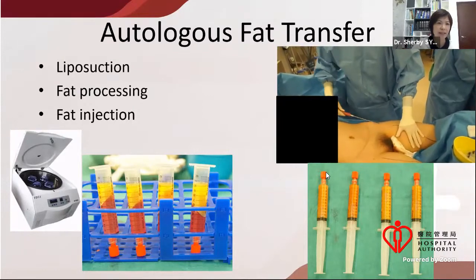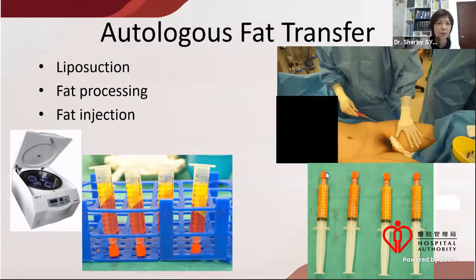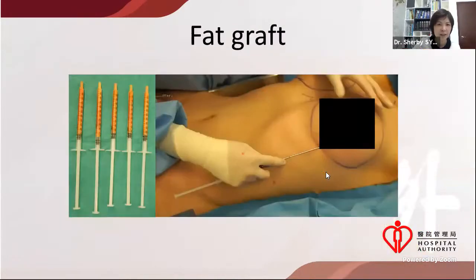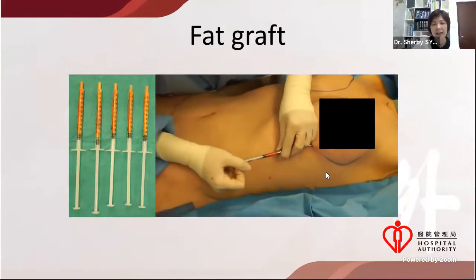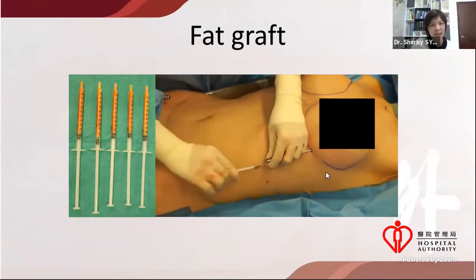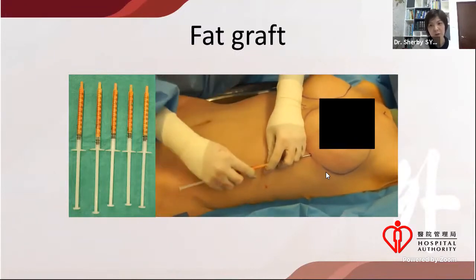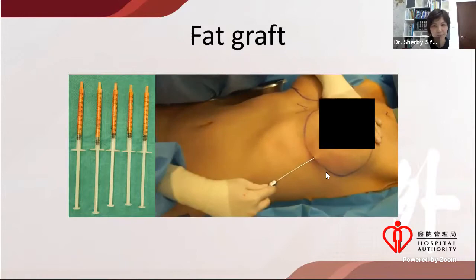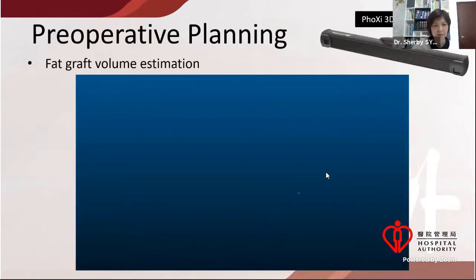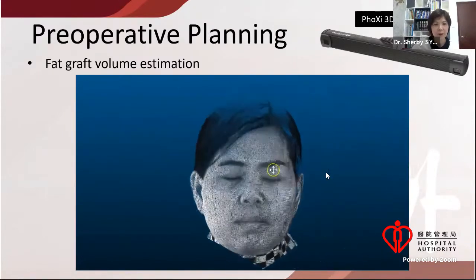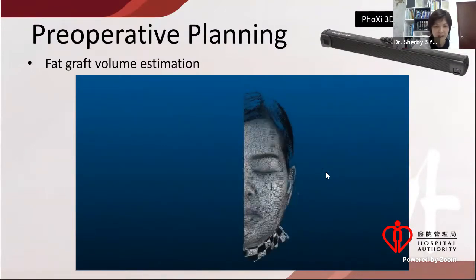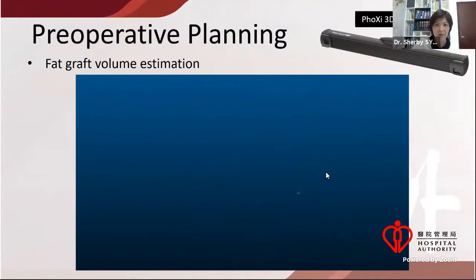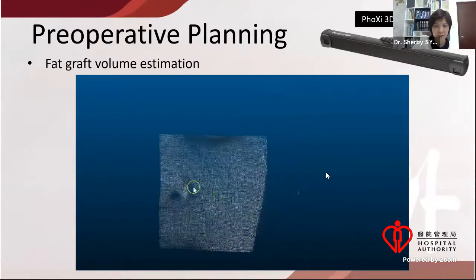Then the fat will be processed and centrifuged, and we will collect the fat lobules, and the fat lobules will then be re-injected into the patient's body, the recipient site. And the recipient site can actually be anywhere in the patient's body as long as we wish to augment the volume in that area. So for example, in this patient who comes to us with facial asymmetry and complained of a depressed left cheek, we have offered autologous fat transfer to this patient.